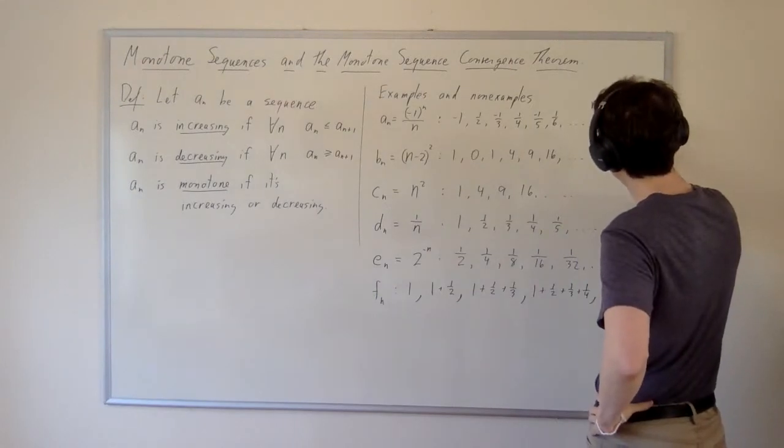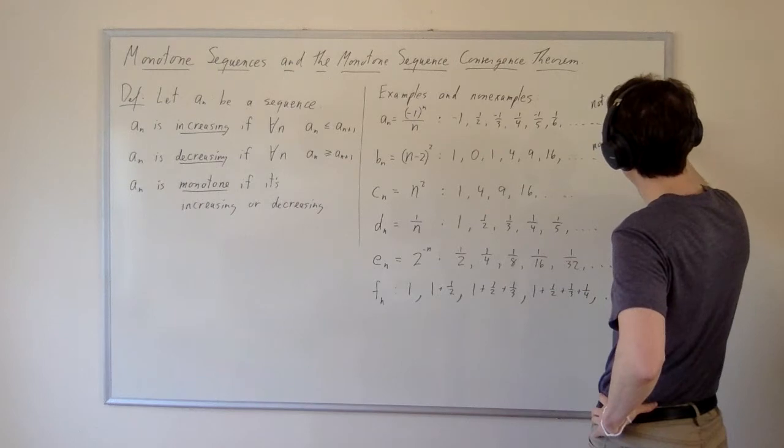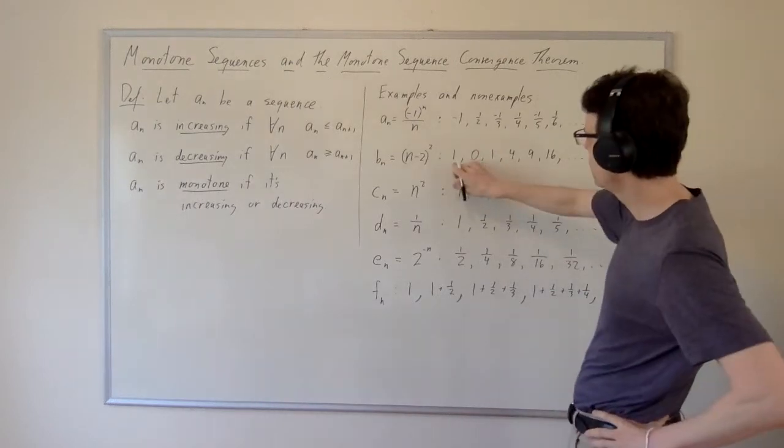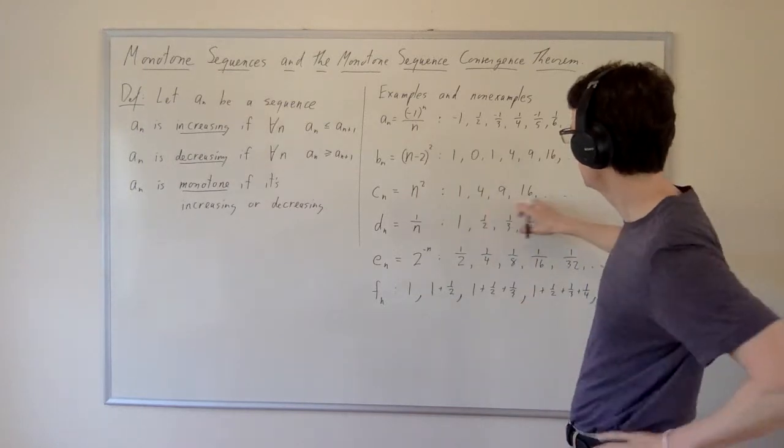It is not an increasing sequence. It is not a decreasing sequence. It's not monotone at all. If it weren't for this first drop, if we erase this, that would be an increasing sequence. So that's what this next sequence shows.